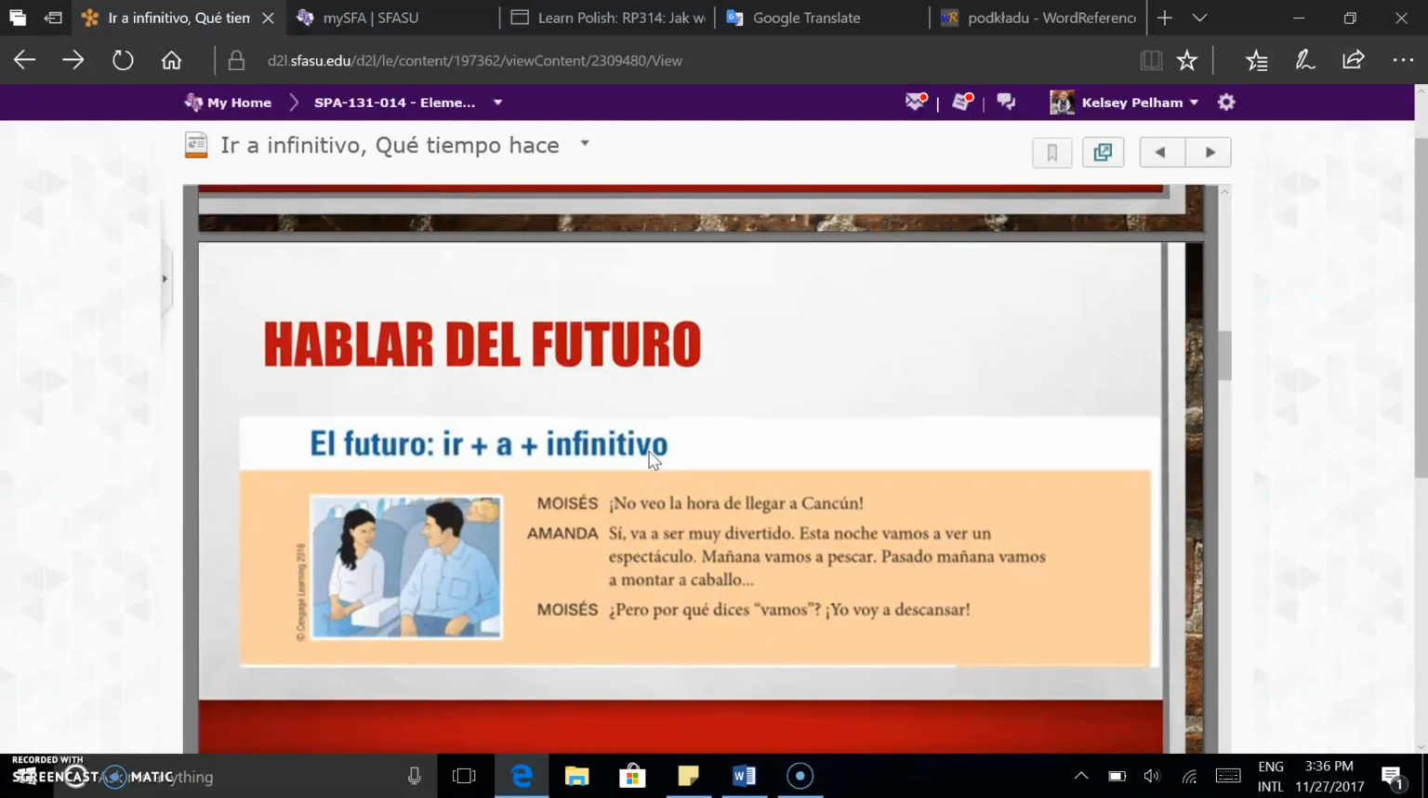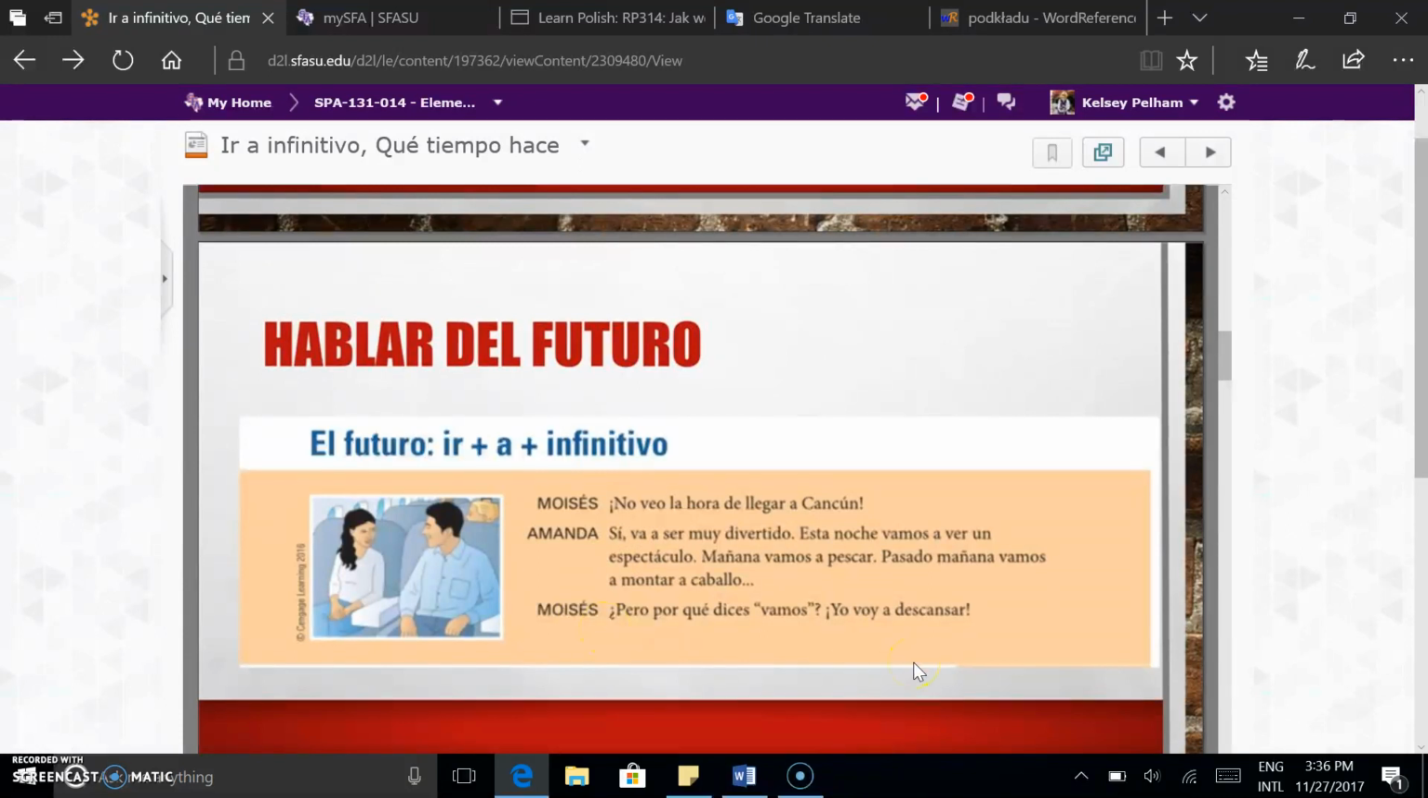Okay? Tenemos un pequeño diálogo aquí entre Moisés y Amanda. Moisés dice, no veo la hora de llegar a Cancún. I can't wait to go to Cancún. I can't wait to get to Cancún. Sí, va a ser muy divertido. Esta noche vamos a ver un espectáculo. Mañana vamos a pescar. Pasado mañana vamos a montar a caballo. Moisés dice, ¿pero por qué dices vamos?